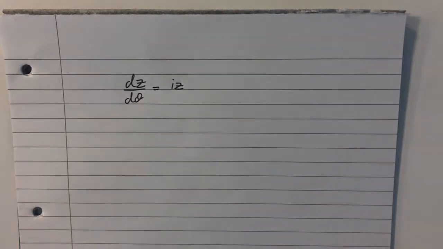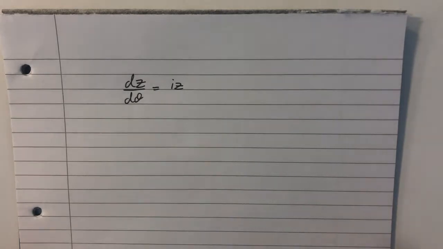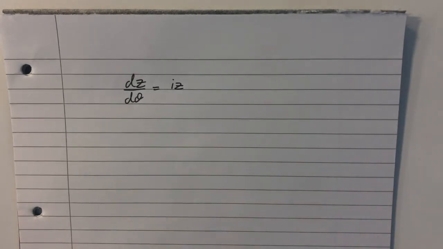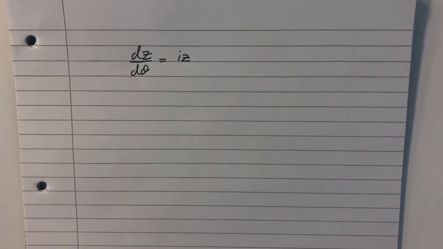Okay, this is a differential equation, dz by d theta equals i times z, where i is the square root of -1. z and theta are my variables. z is the dependent variable and theta is the independent variable. Now, later on in the course you will meet solutions to differential equations, including ones like this, but I need to solve this differential equation in order to derive an identity which we're going to be using in complex numbers. So you have to bear with me.